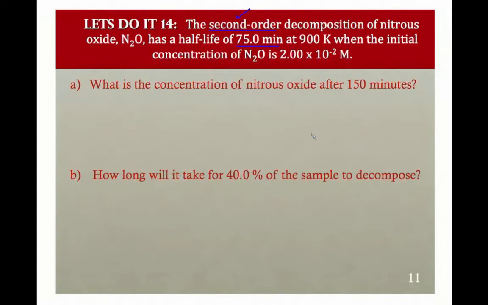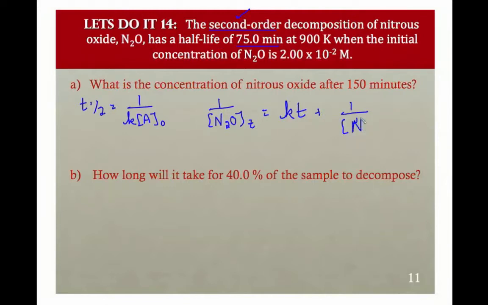As soon as you understand, either because it's given or you look at the units for k, you want to write down your formulas. So my half-life formula for this one, if you look up at your chart, your half-life is 1 over k times your concentration of A naught, whatever your A is. In this case, it's N2O. And then we would have, I'm going to go ahead and put the N2O this time, 1 over N2O at time t is equal to kt plus 1 over N2O at time 0.